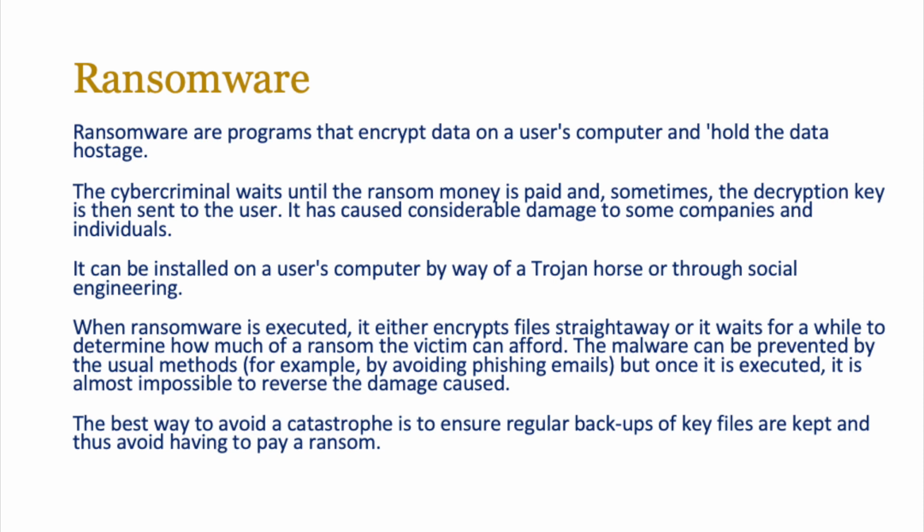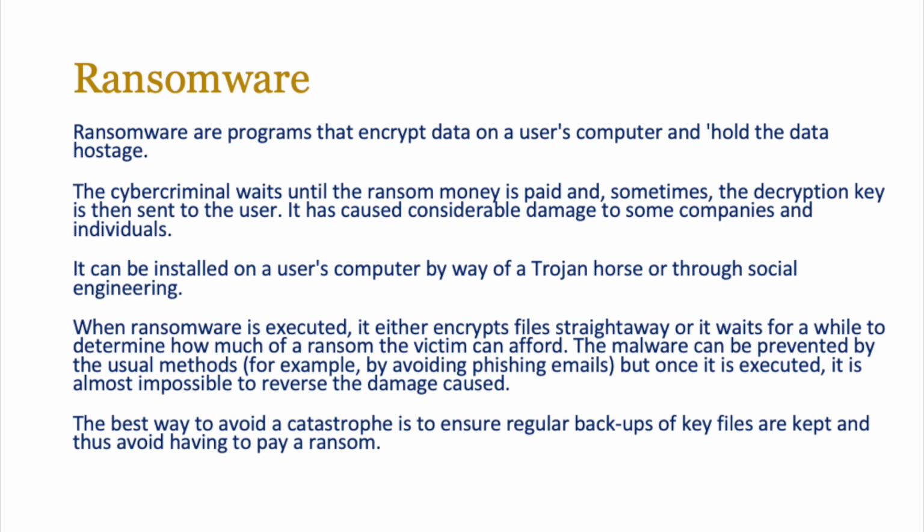Now, it can be installed on a user's computer by way of a Trojan horse or through social engineering, and we'll talk about social engineering later on in this video series. When ransomware is executed, it either encrypts files straight away or waits for a while to determine how much of a ransom the victim can afford. It spies on their transactions, works out a number, and the malware can then initiate itself.